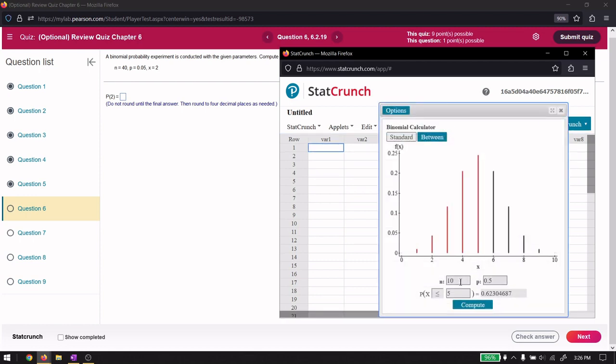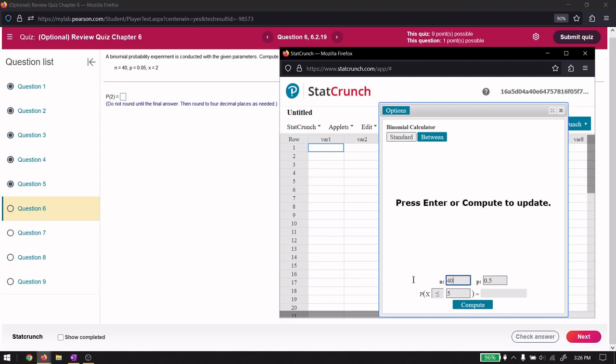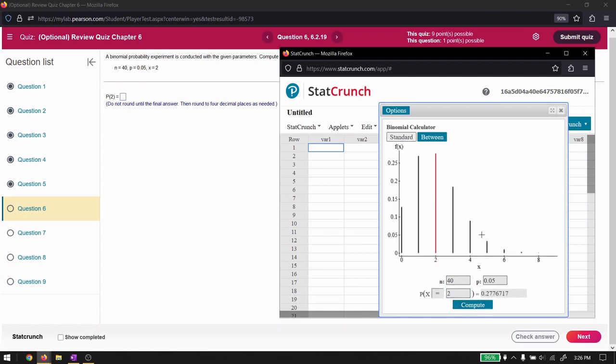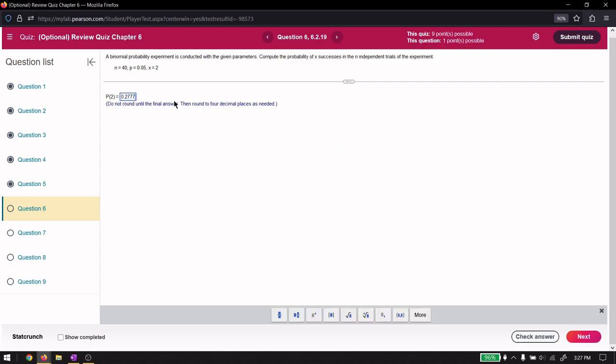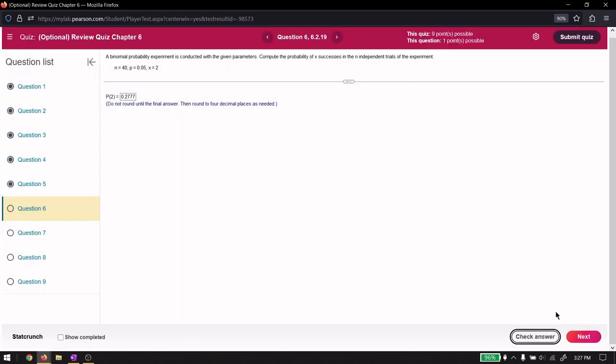And this allows us to actually choose, if we choose a standard, it'd be how many n? n is 40 here. The probability is 0.05. And we're asking, what is it when x equals 2? Compute that. And there we go. We have our probability right there, 0.2776, 0.2777, rounded to 4 places. Check that. That's correct.